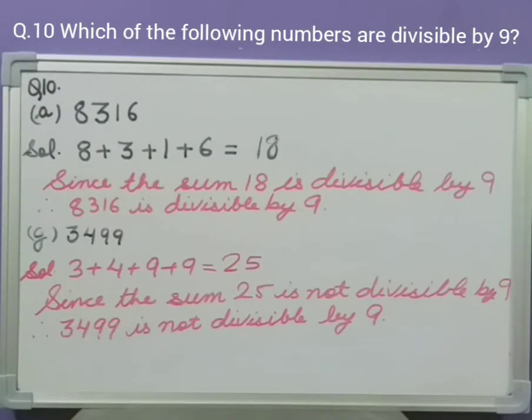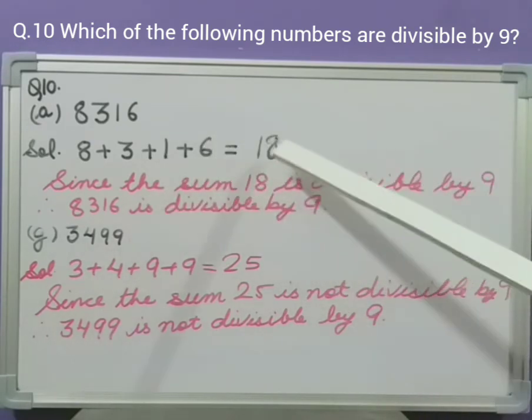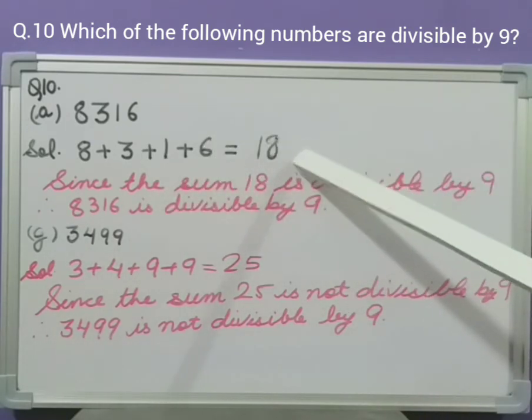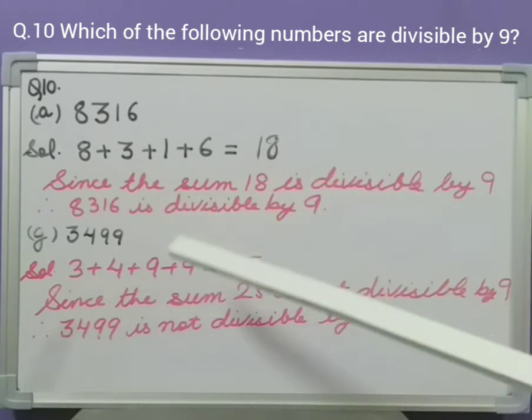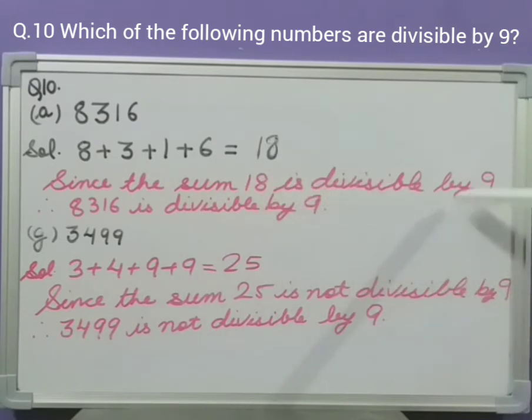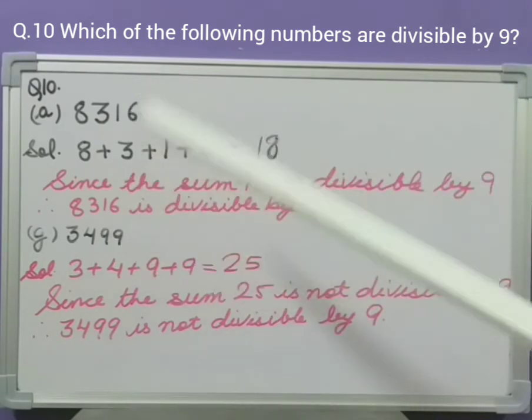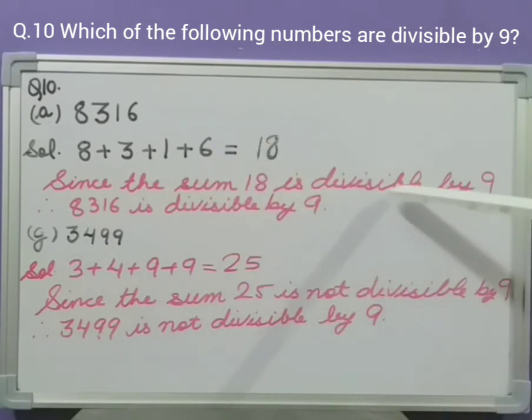10. Which of the following is divisible by 9? Now, 9's divisibility test is the same as 3. The sum should be divisible by 9. Then only the whole number will be divisible by 9. So here we have found the sum of all the digits, that is 18, and we know that 18 is divisible by 9. Since the sum 18 is divisible by 9, therefore 8316 is divisible by 9.